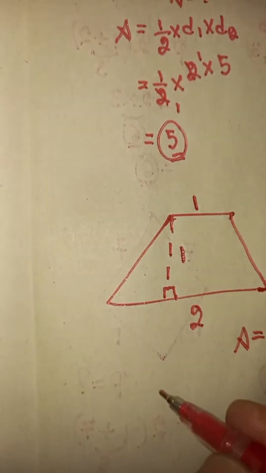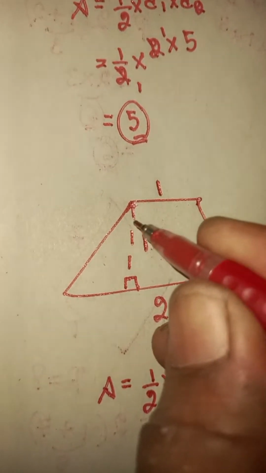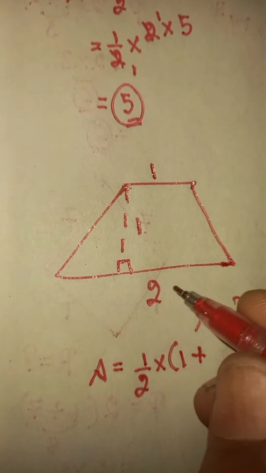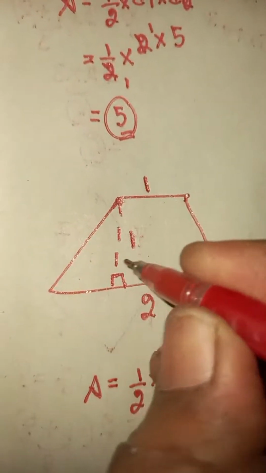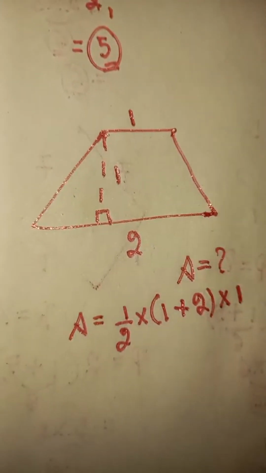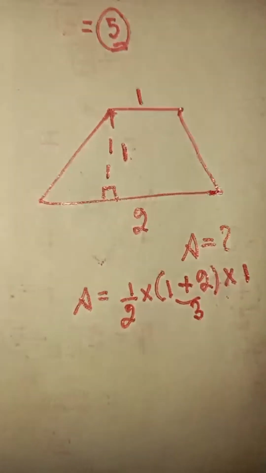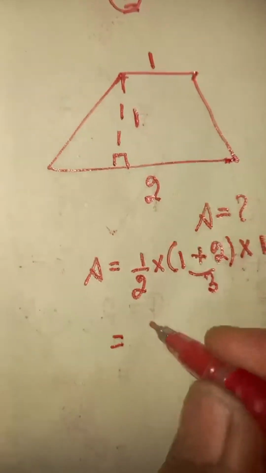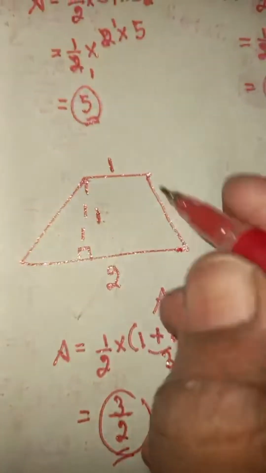Area of the trapezium you can find as half times the sum of parallel sides, above side and below side sum, that is 1 plus 2, times the perpendicular height, which is 1 unit. Now you add 1 plus 2, which is 3. Here half times 3 times 1 is 3 divided by 2. 3 by 2 square units is the area of this trapezium. Let's take one more trapezium.